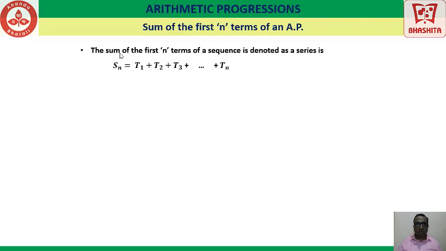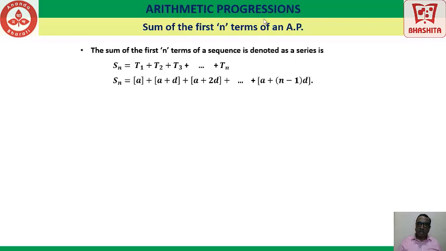Please look at the word sum. Sum means addition. Addition of what? First n terms. So t1 plus t2. That is, you are adding first term to second term. So this basically is a sum. So t1 plus t2 plus t3 so on up to tn is what is the symbol. In short, we write it as Sn.